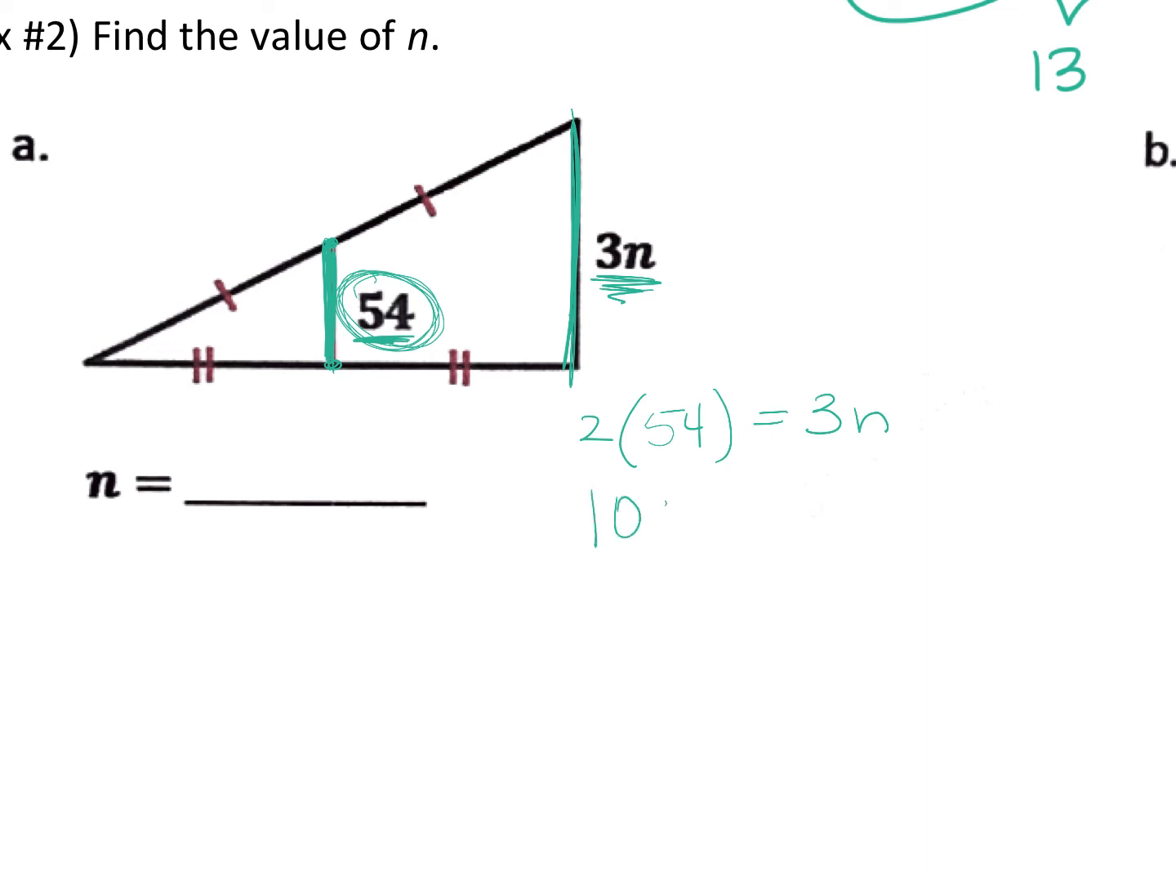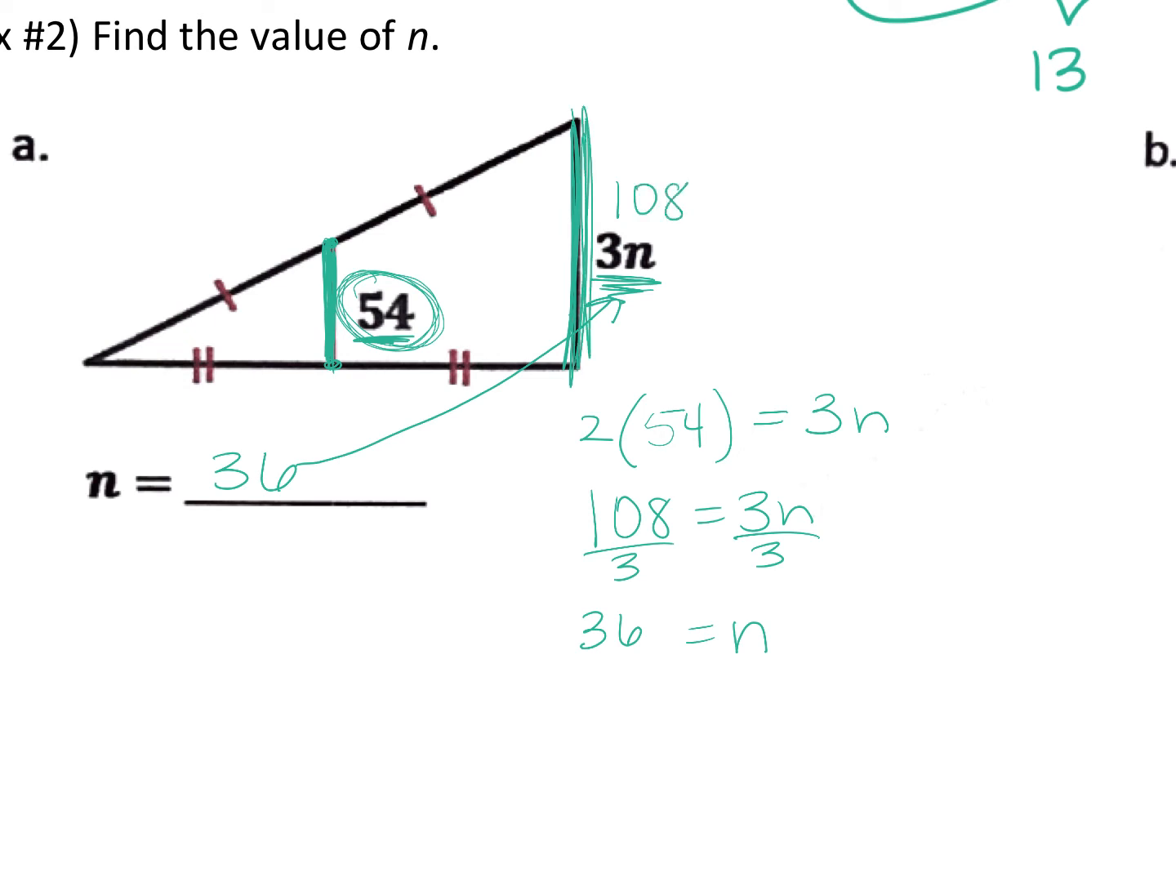So 108 equals 3N, divide by 3, and what is it? 36? Okay, so check that. If I plug 36 in here, 3 times 36 is 108. 108 is double. Stop talking. Close your mouths and just listen. Thank you. So this is 108. This is 54. That makes sense, right? Because 54 is half of 108.